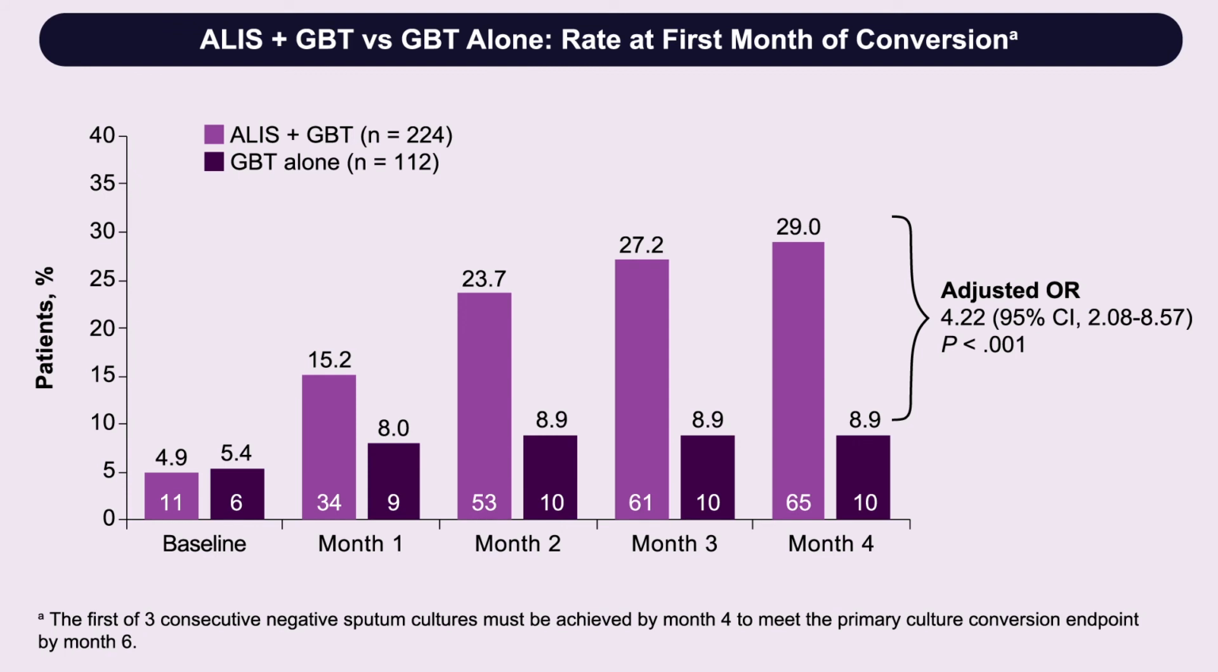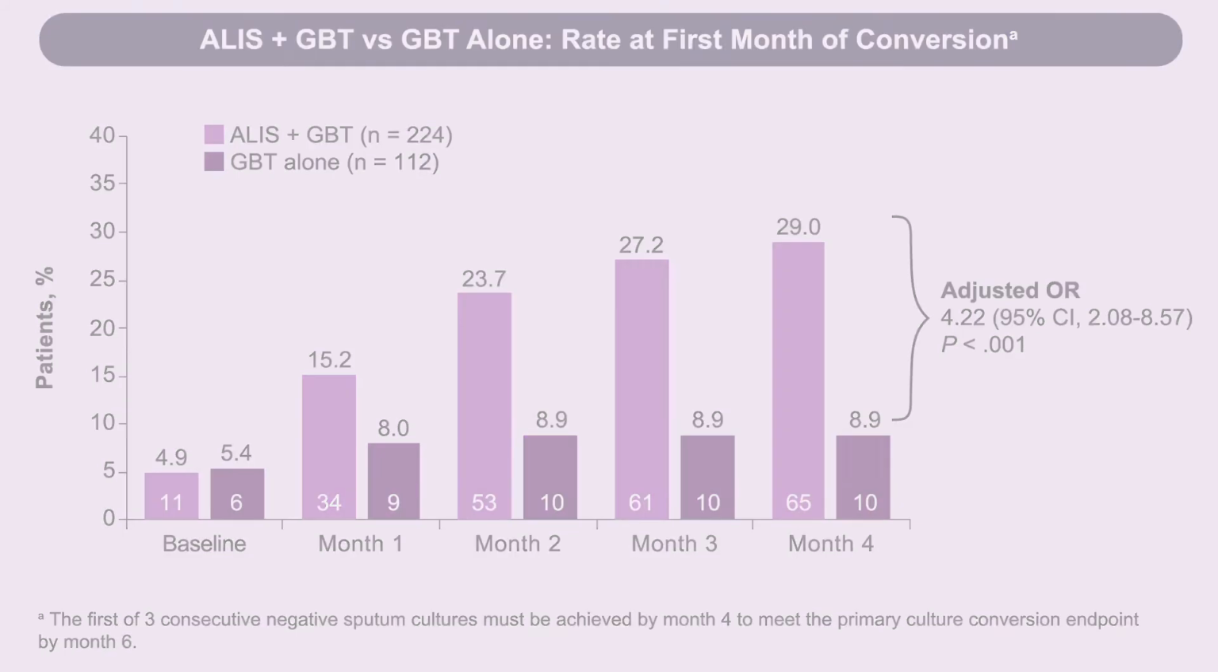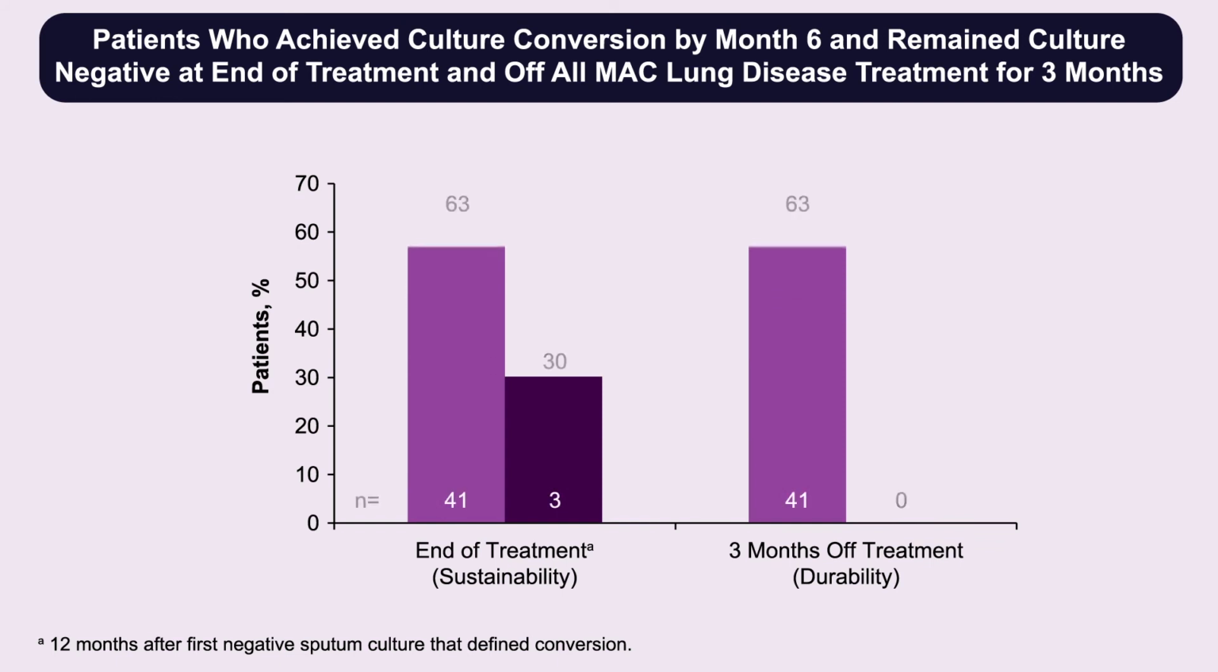It recapitulated what was seen in the phase 2 trial, and it led to the drug's approval for use in patients with refractory disease. And later, we've also reviewed and published long-term data in the patients who then finished their treatment and stopped. And there was good sustainability of negative cultures, at least in the 3 months after stopping drug, as compared to people who cleared their cultures on guideline-based therapy alone.